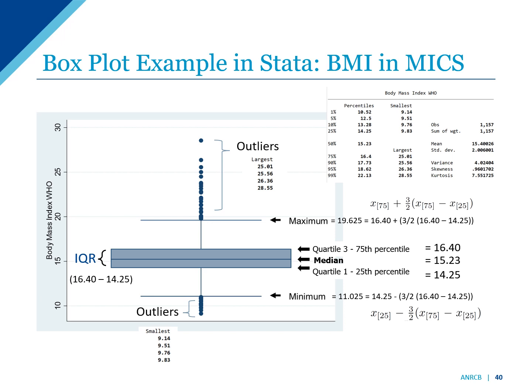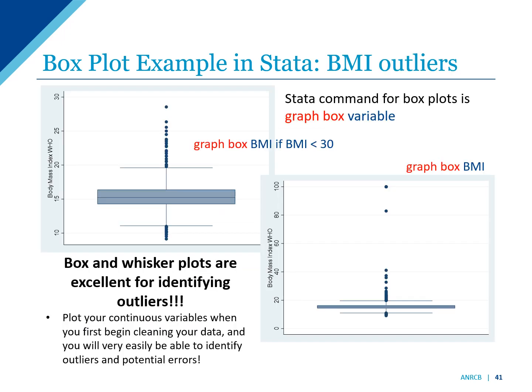We know from our summary table what the highest and lowest values are in this variable, and we can easily see where the upper outlying values are at 28.55, 26.36, and so on, and the same for the lower values. The Stata command for box plot is graph box, and then the variable you want to plot.